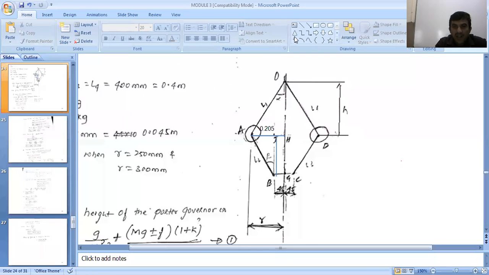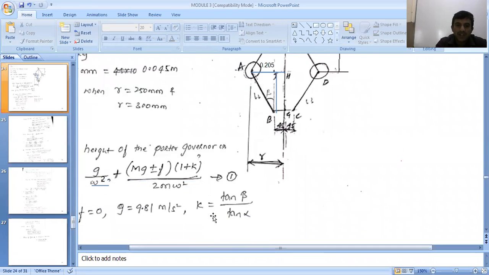Then how to calculate H? Again, OAH is a right angle triangle, so you apply the Pythagoras theorem. That is OA square is equal to AH square plus HO square. In that, OA is nothing but 0.4 meter. AH is nothing but what? R. R is equal to, for the first case, 250 mm means 0.25 meter. Then you calculate the H value. Now tell me what is the H value you got?